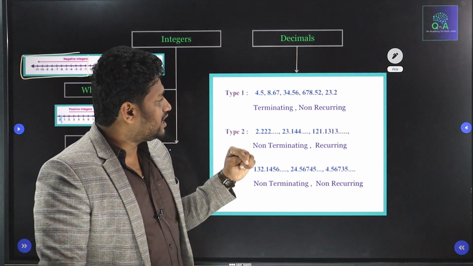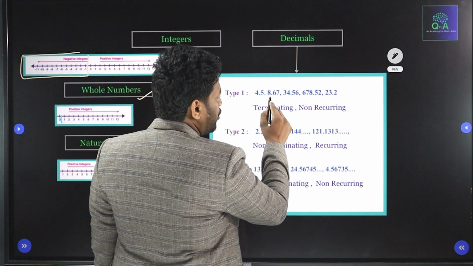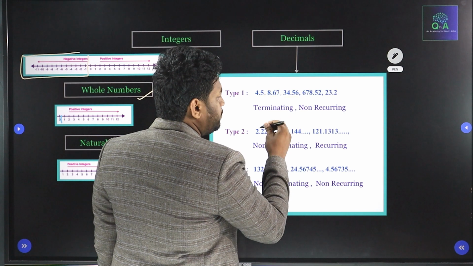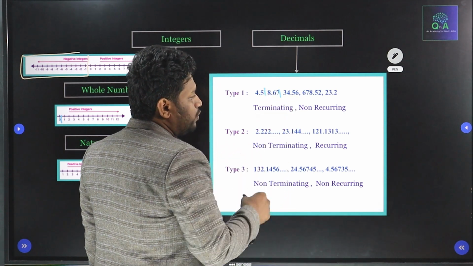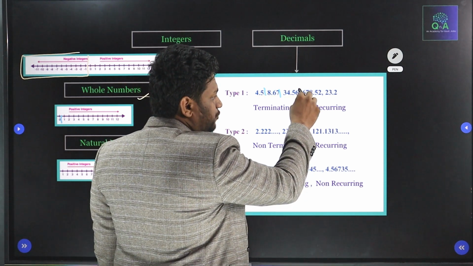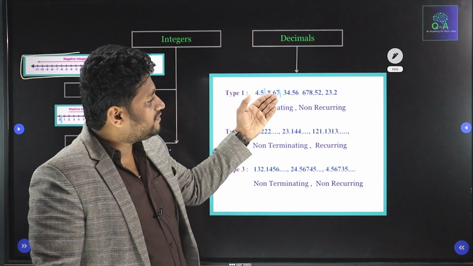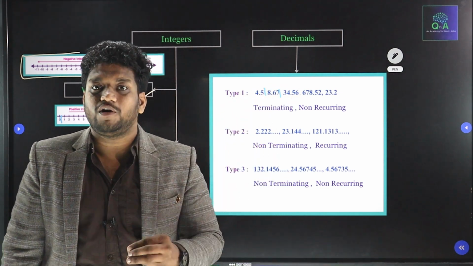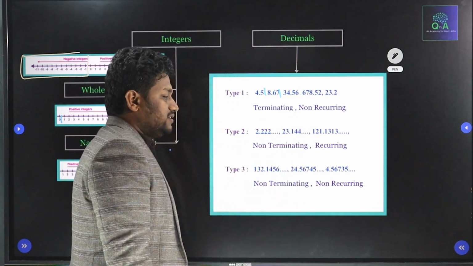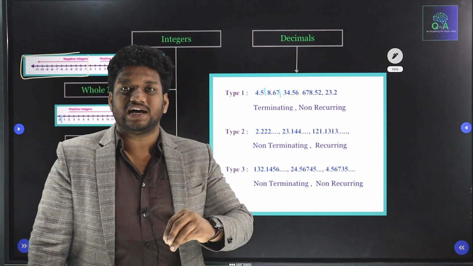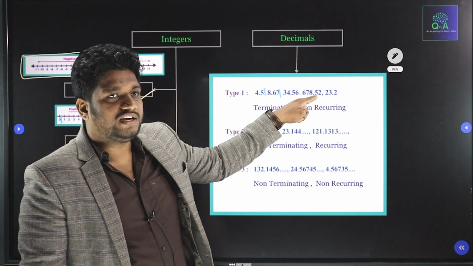Now if you observe the first one, every decimal has an end point. Yes or no? After 4.5 I have an end point here. After 8.67 I have an end point here. After 34.56 also I have an end point. Whenever we have an end point, such decimals are called terminating decimals. In type 1, all are terminating decimals only.